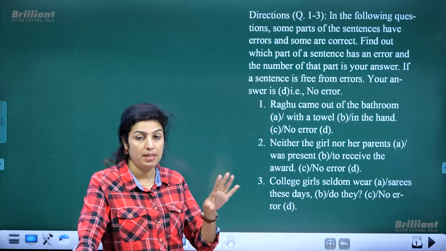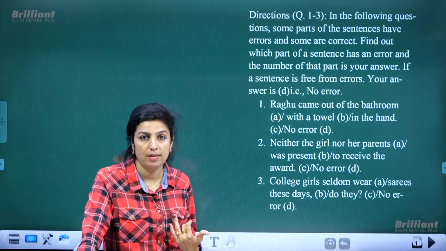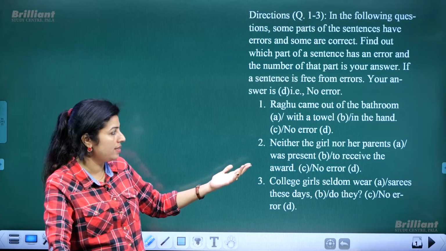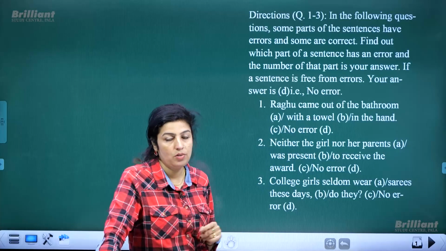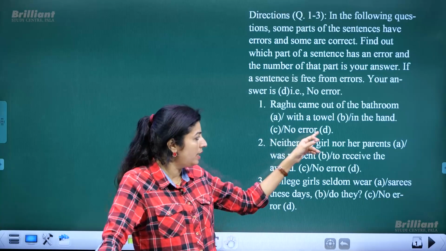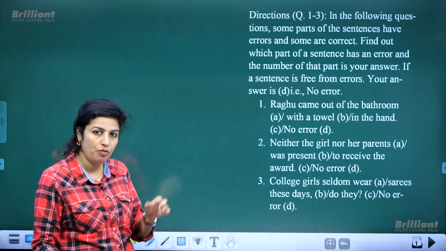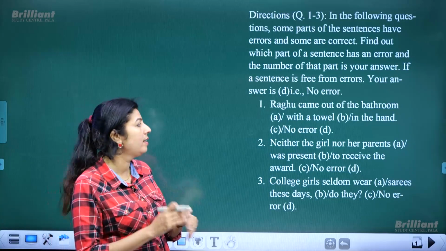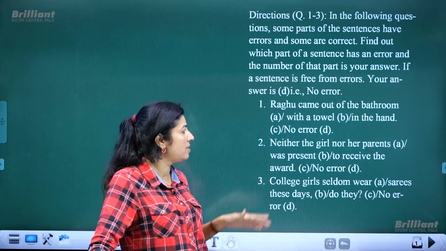If any part has got error, that is what you have to choose as your answer. It is not compulsory that it will have error. What if it does not have error? Then you can choose the last option, no error. If the sentence is free of mistake, choose the D option, no error. If it has got error, choose that part. You are familiar with such questions, right? So we will start straight away with the first sentence.